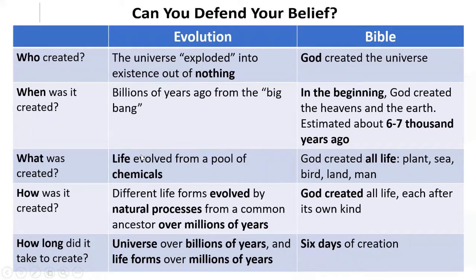And these other points, life evolved from a pool of chemicals and by natural processes over millions of years from a common ancestor. We know that could not have been possible from the Miller's experiment. And so there's no billions of years and there's no life forms over millions of years at all. So all this, as we can see from science, whether logical science or proven science, already shows that this is totally wrong. And the truth of the Bible stands. God created all life, and it took 6 days of creation.